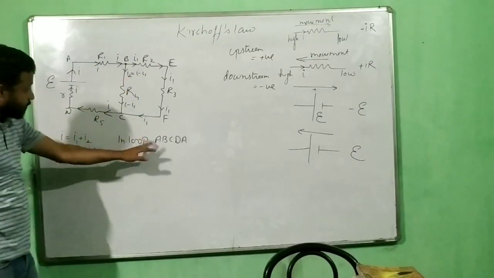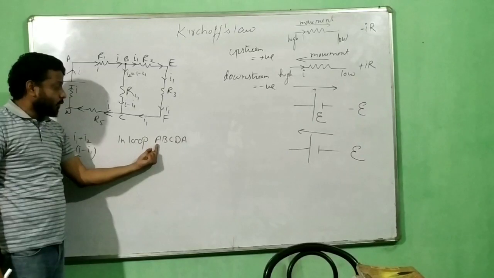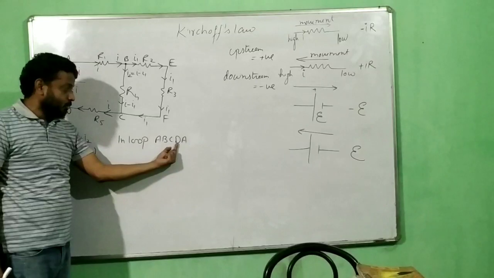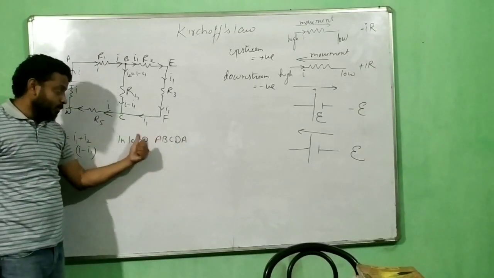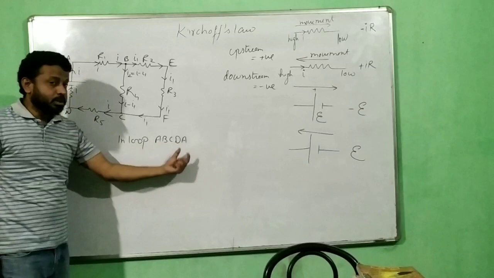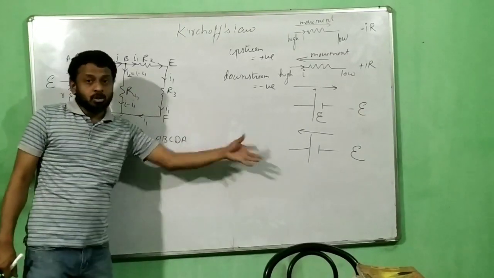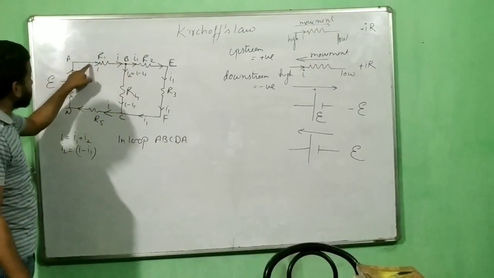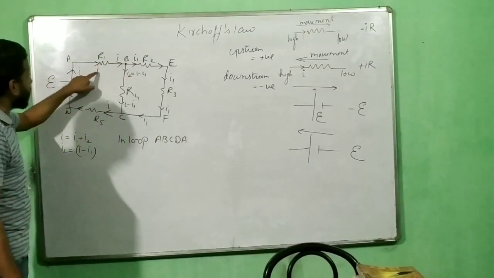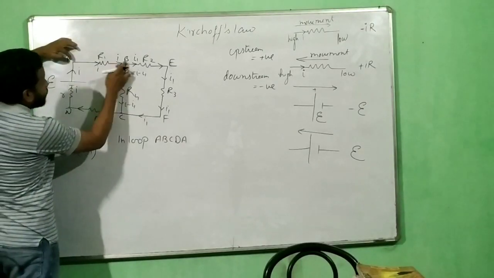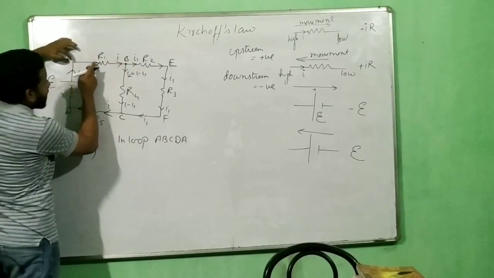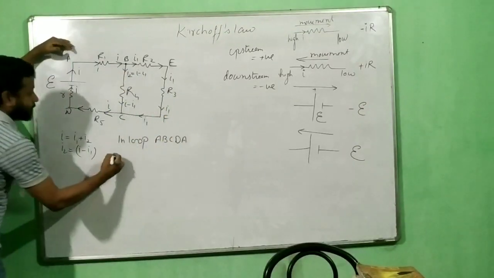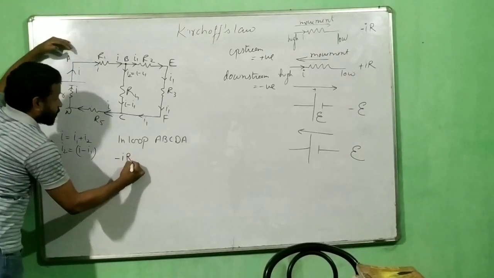So in this, how are you moving? Now you are telling the examiner that I am going from A to B, then from B to C, then from C to D, and then from D to A. And when I am going, I will take into account the potential drop, and at the end I will equate to 0. This is what you are telling as per Kirchhoff's second law. So I am going from A to B. Now when I am going from A to B, I am encountering a resistance R1 and a current I1. Since I am following the direction of current, I am going downstream, and downstream is taken as negative. So the first term is minus I1 times R1.